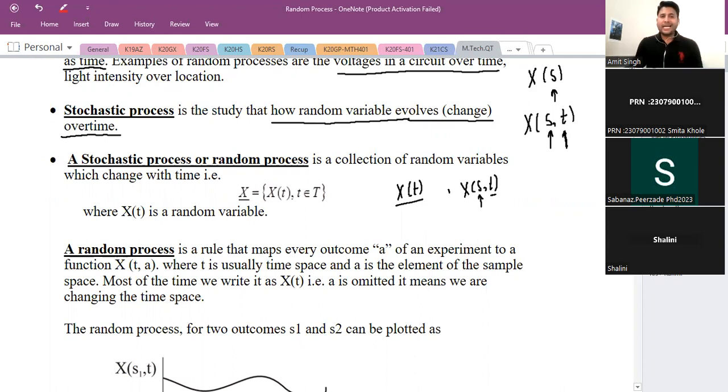And what is X of t? X of t is a random variable, so we can say a random process is a collection of random variables indexed by the time unit t. A random process or a stochastic process is a collection of random variables indexed by time t.